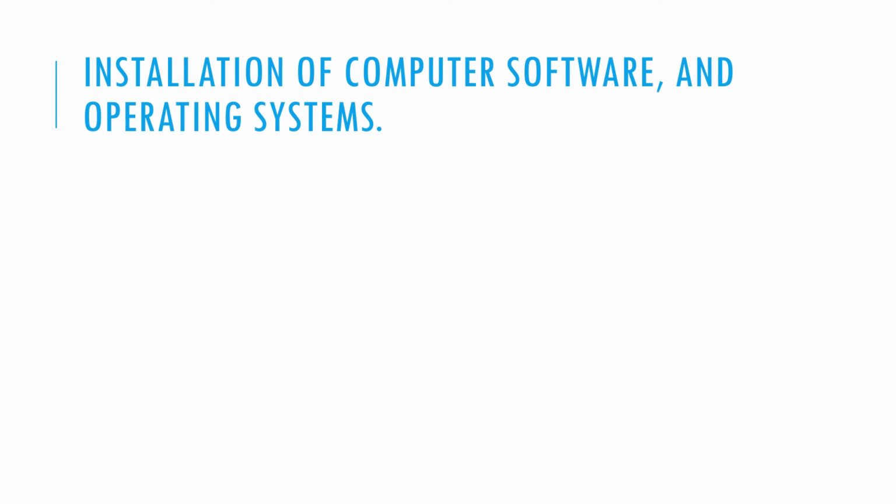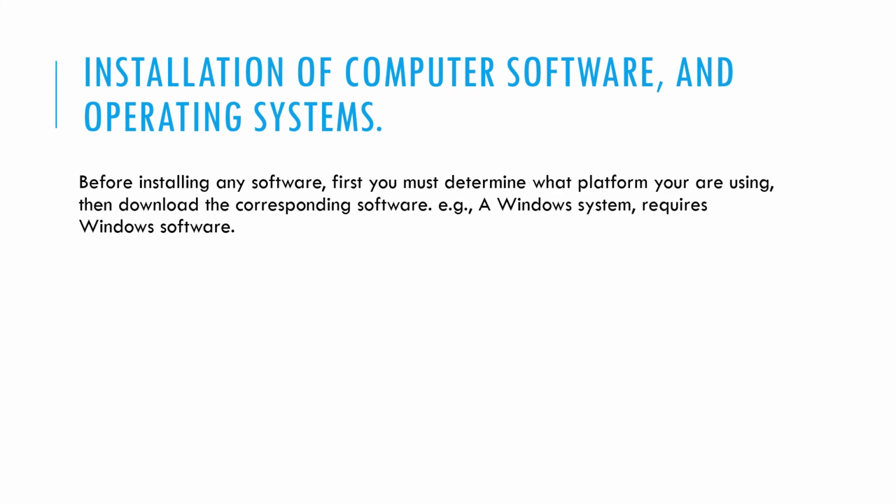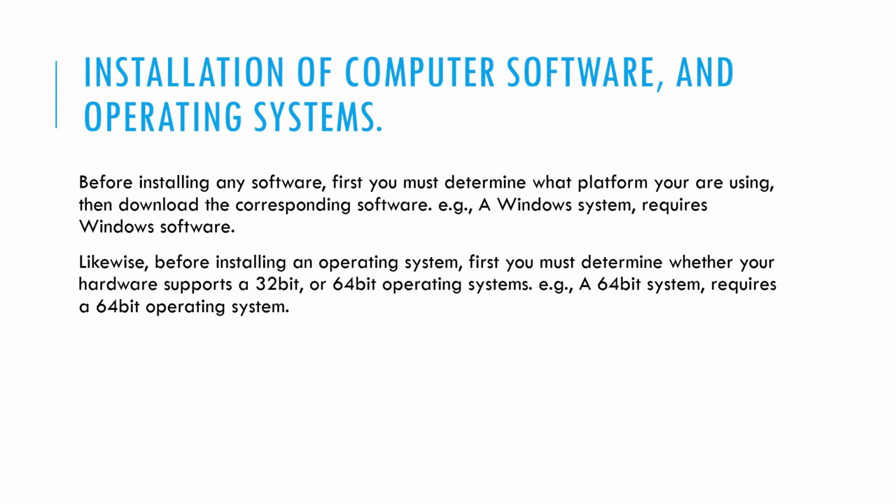Let's move on to the installation of computer software and operating systems. Before installing any software, first you must determine what platform you are using, then download the corresponding software. For example, a Windows system requires Windows software. Likewise, before installing an operating system, first you must determine whether your hardware supports a 32-bit or 64-bit operating system. For example, a 64-bit system requires a 64-bit operating system.